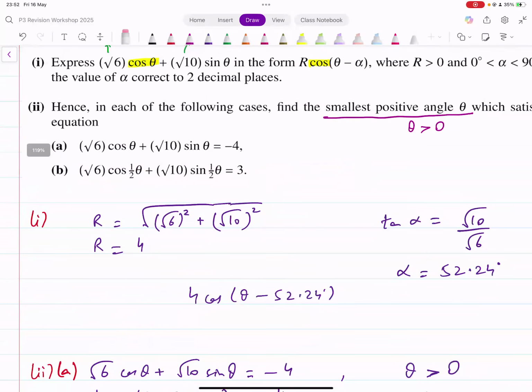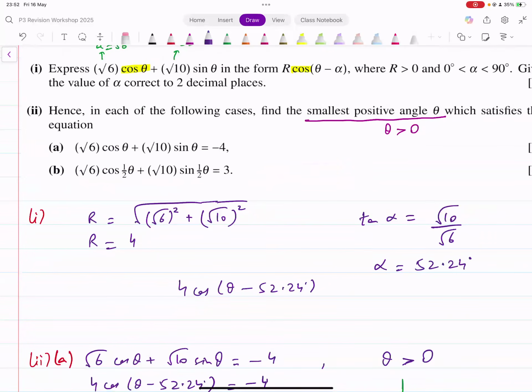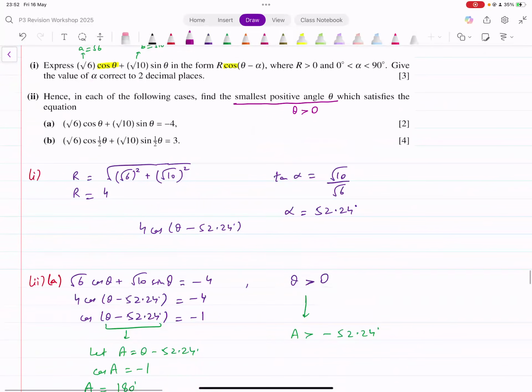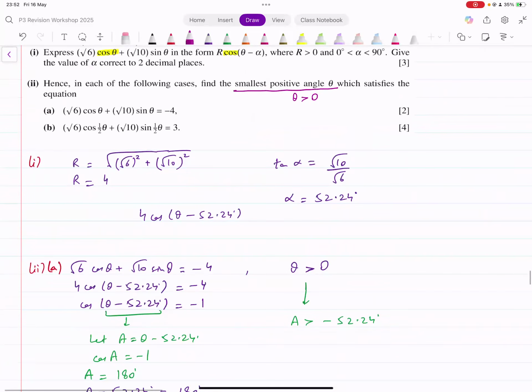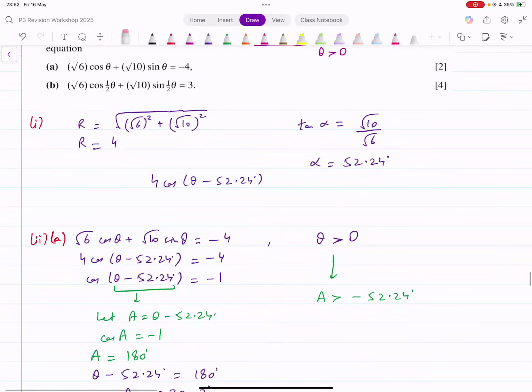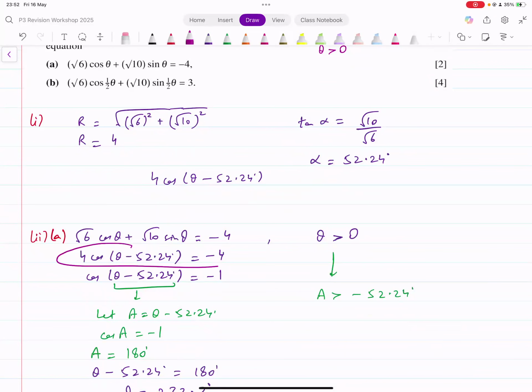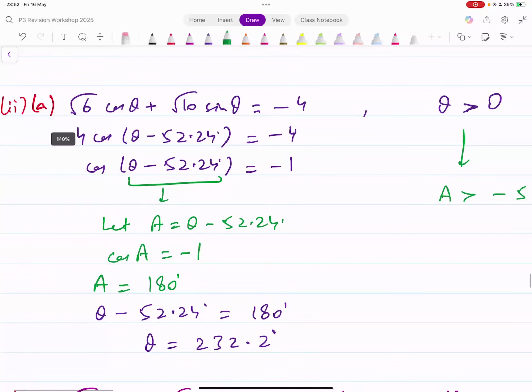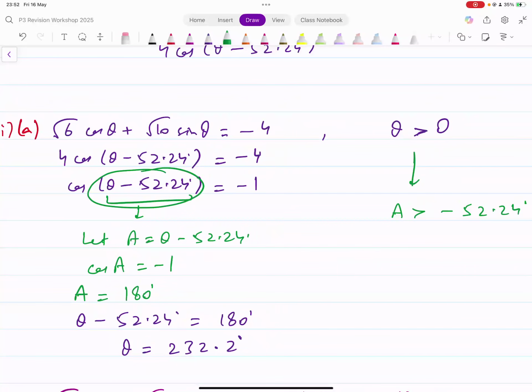Now, for the first part, okay, let's explain this. For the first part, on the left side, you've already converted it to this form, 4 cos of theta minus 52.24 degrees. So you replace it with that. And now we have to solve this equation. Theta is greater than 0. How do we solve such an equation? We can use a substitution. We can say let A equals theta minus 52.24 degrees, right?